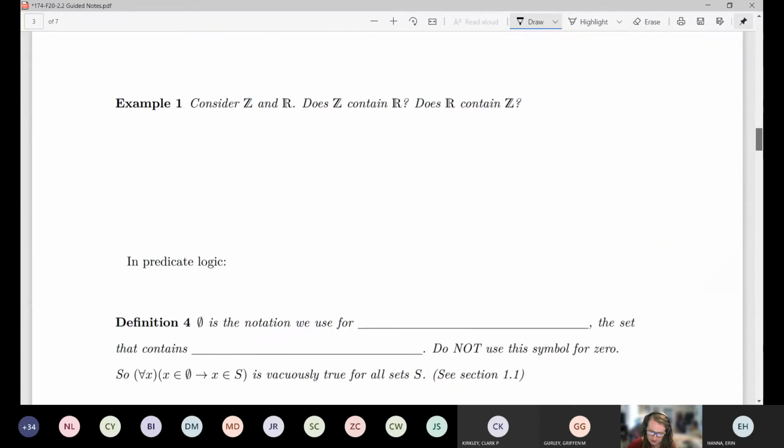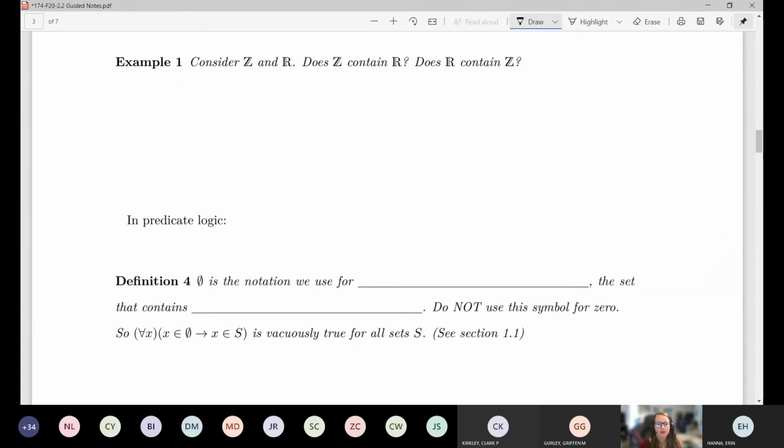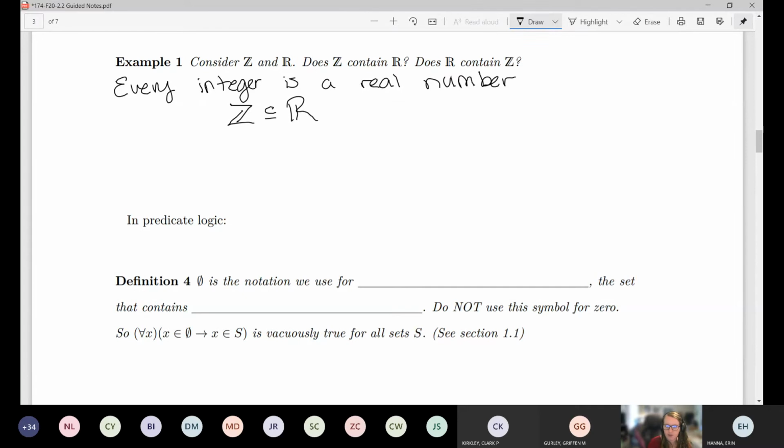Well, let's consider the integers versus the real numbers. One of them contains the other. Is it that the integers contain the real numbers, or that the real numbers contain the integers? So which one contains all of the elements of the other? If you think about it, we're comparing integers to real numbers. So every integer is a real number. So since integers are real numbers, that would mean that the integers are a subset of the real numbers.